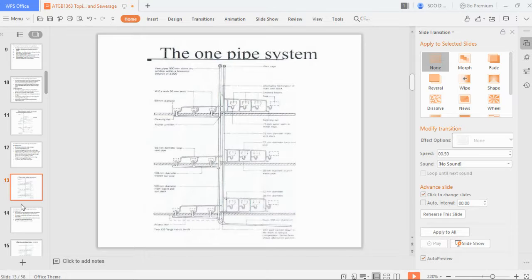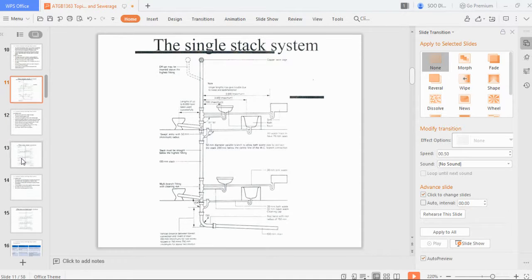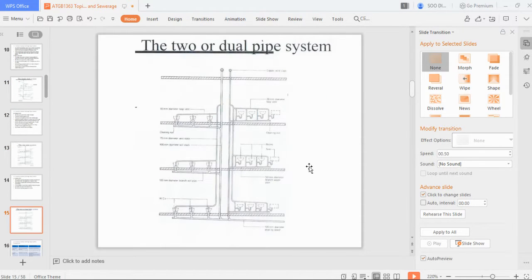So the idea behind giving the assignment to you is for you to think which sort of system to pick, either a single stack system, a one pipe system, or a dual pipe system, based on what sort of building you have chosen. Definitely you will not be able to view what sort of system is installed in your chosen building. Even in your house, you will not know what sort of system is installed.